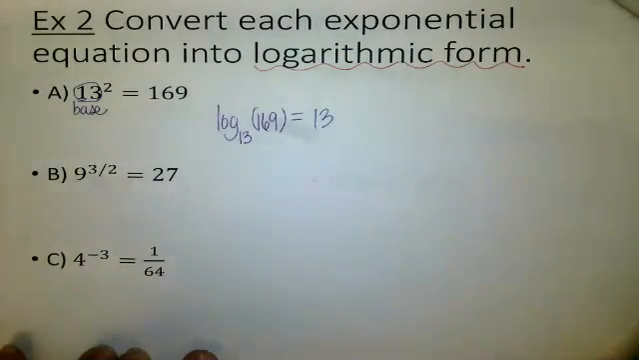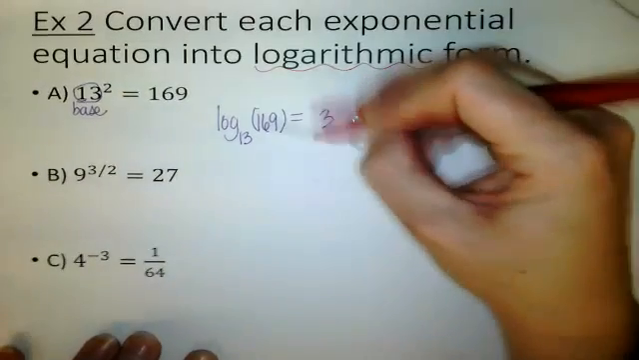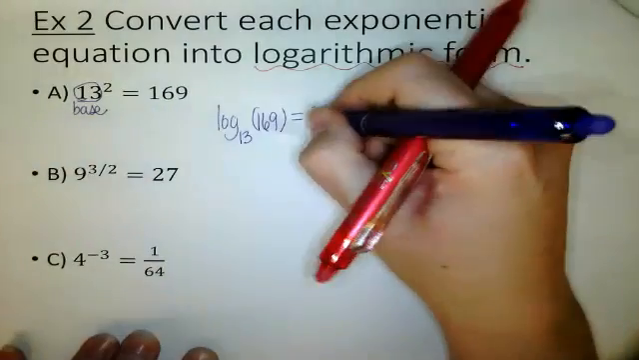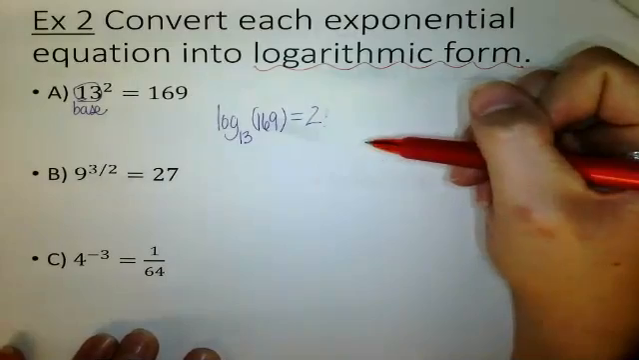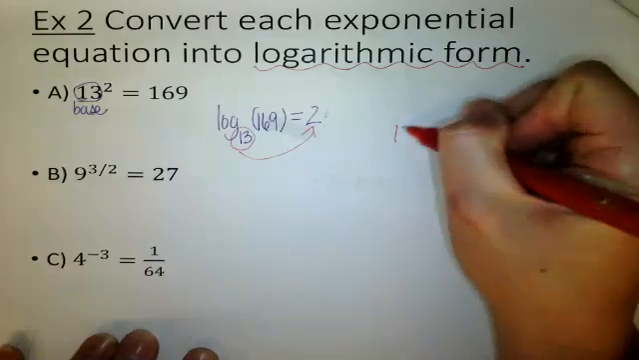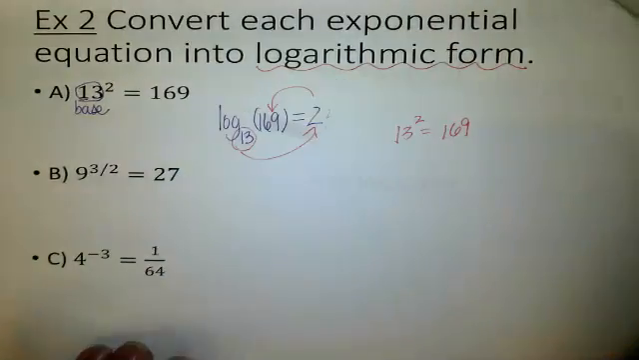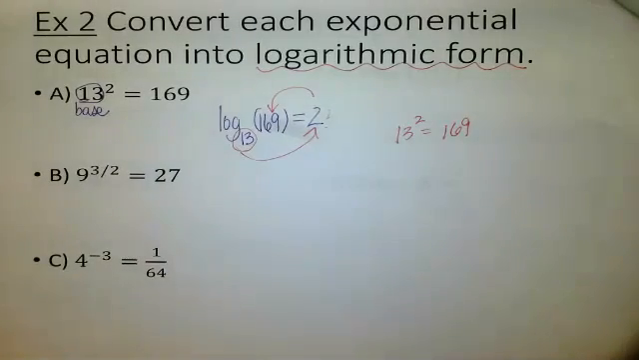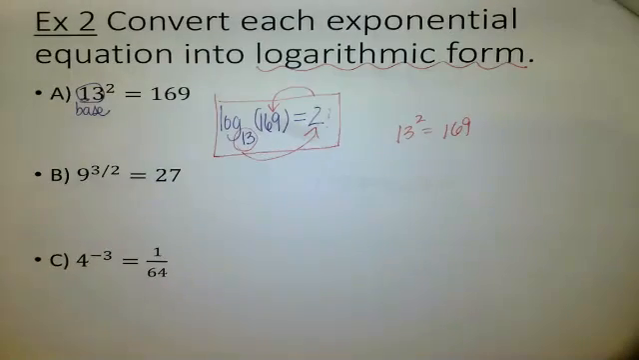Oh, sorry, equals 2. Sorry. Yes. Okay, so why is this right? Because 13 squared makes 169. If you give it a swirly, then it makes perfect sense. So this is the logarithmic form, and what's nice is you can always check them just by giving it a quick swirly. Okay? Give me your answers.